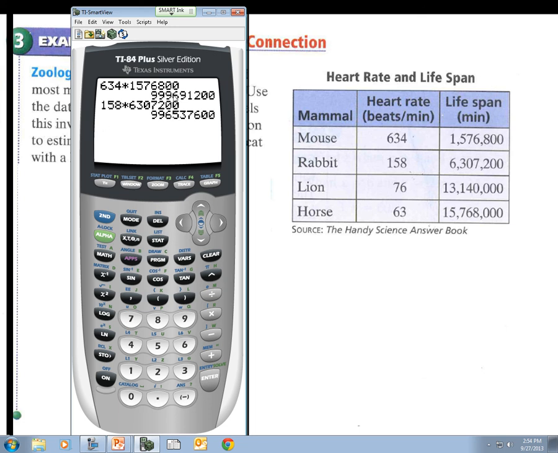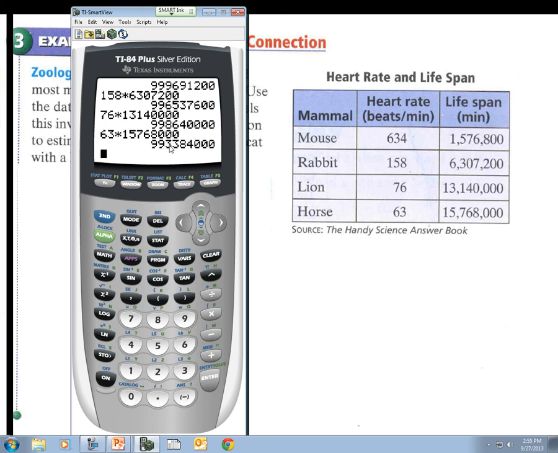So pretty close, right? Not exactly the same. It's a real world situation. The numbers aren't going to be perfect, but pretty close. Let me finish it up by doing the last two. 76 times 13,140,000. And 63 times 15,768,000. And those are in minutes, so that'll be a lot of years to live, but that's how many minutes. So 99, 99, 99 all the way across.